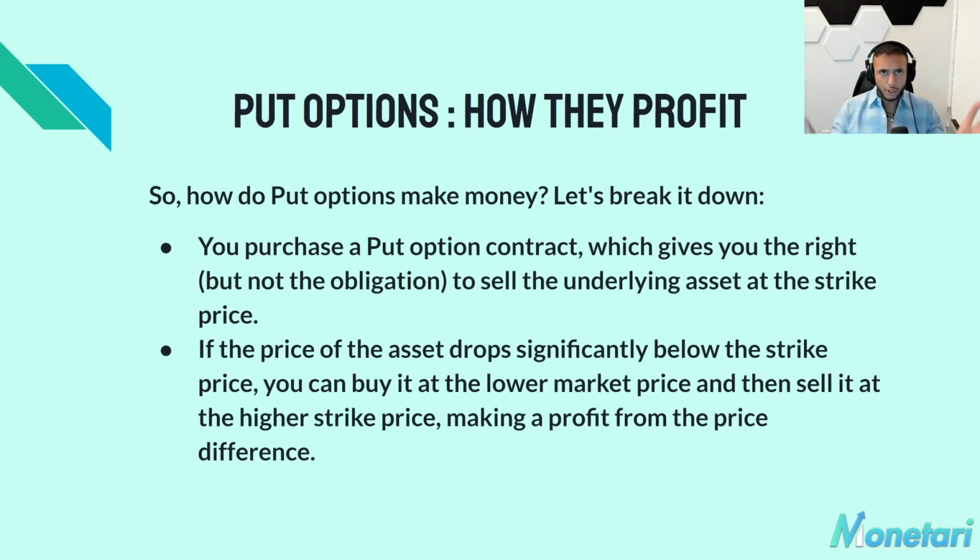Okay, might be hard to understand right off the jump, but basically these call and put options contracts, if they are very valuable, can yield a lot of money to the person that ends up using them. Again, for the put, if the price of the asset drops significantly below the strike price, you can buy it at the lower market price and sell it at the higher strike price. In this example, you can buy Apple at the current price and then sell it for 300 and you make a profit from the price difference.